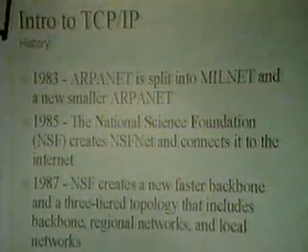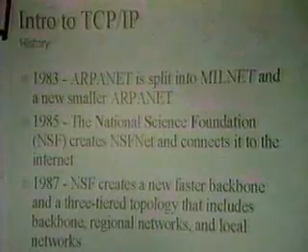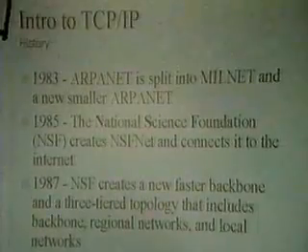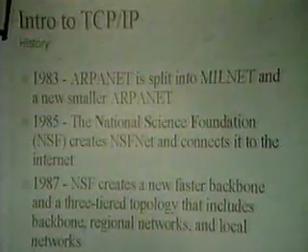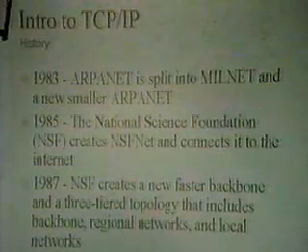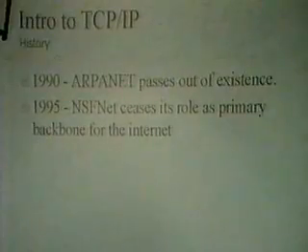In 1987, NSF created a faster new backbone and a 3-tiered topology that includes backbone, regional networks, and local networks. So basically, NSFNet was the whole backbone for the entire Internet at this time. And then in 1990, ARPANET passed out of existence. This is probably a lot more memorable for a lot of people. In 1995, NSFNet ceased its role as a primary backbone for the Internet. Basically, that's when it came to be what we know today as the Internet.